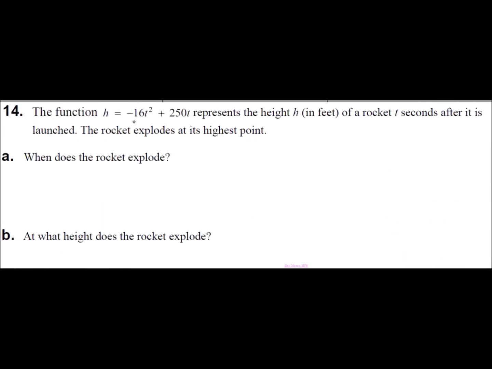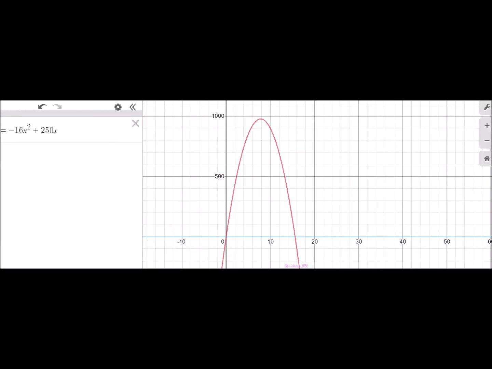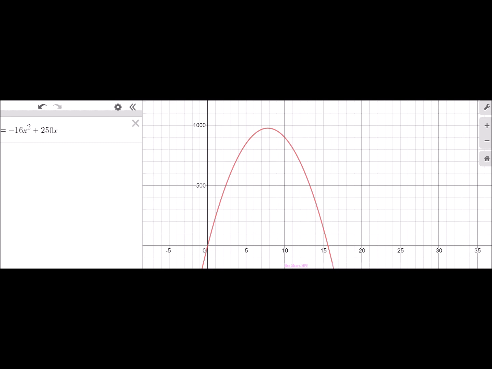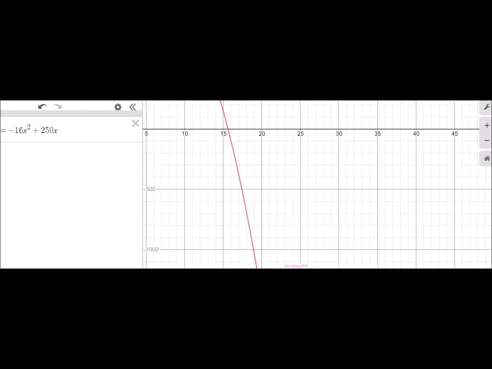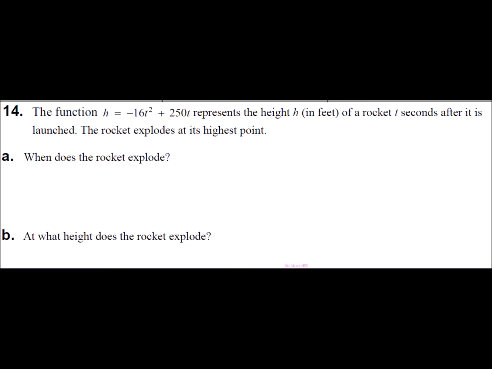And if you can go into Desmos, pause the video, type this in, and manipulate this. This is why I love Desmos. Okay, so now as we look at this, we're going to look for the highest point, that's our vertex, but we wanted to know the function here represents when a rocket is launched, and we want to know the rocket explodes at the highest point. When does the rocket explode? So we're going to be looking for the maximum value.